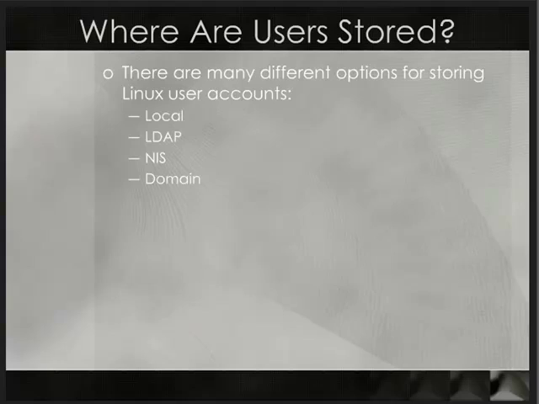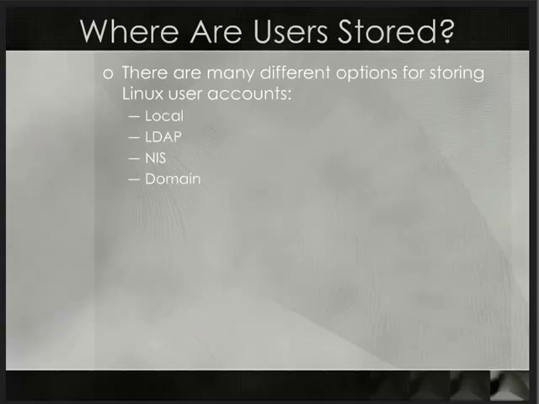There are actually many different options for storing Linux user accounts, and these are listed here on the screen. The first option, and the most commonly used option, is local. With the local option, your Linux user accounts are stored in the /etc, which we affectionately call the etc directory, in the passwd file, and your passwords are actually stored in a separate file called shadow in the same directory. We'll talk about how that works a little bit later on. And like I said before, this is the default configuration. It's been used by Linux systems for years. This is probably what you'll run into most of the time.